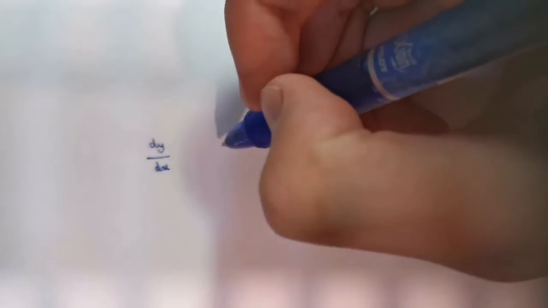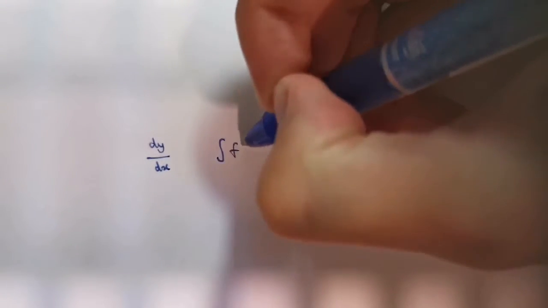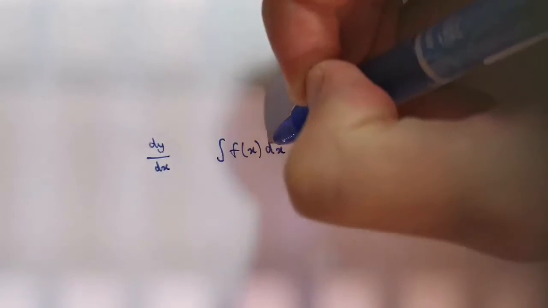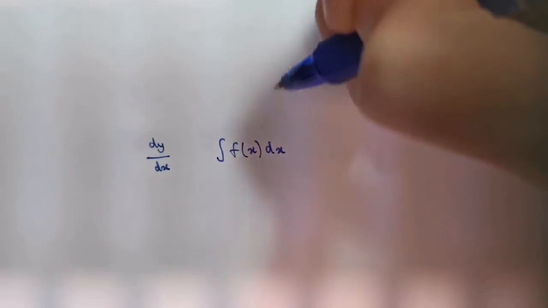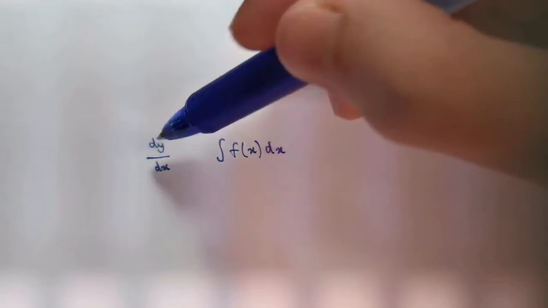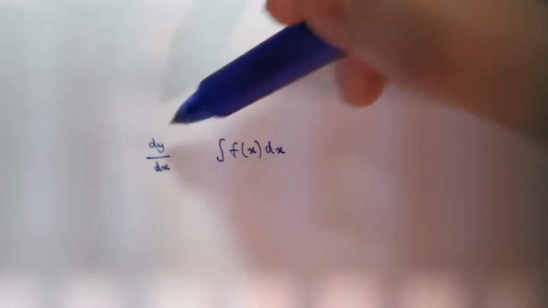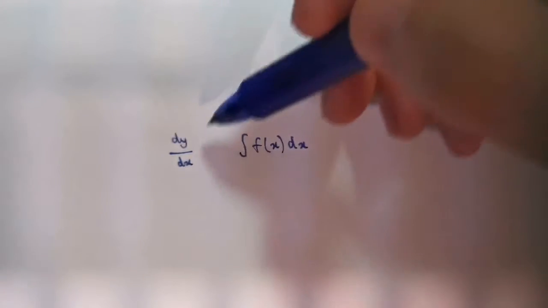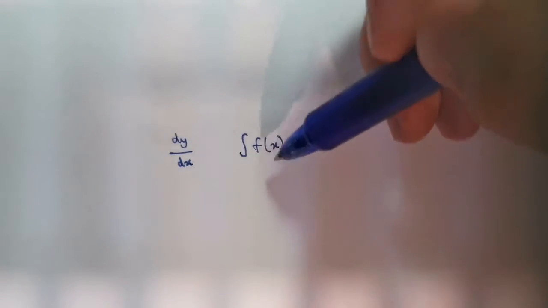Now I'll explain some of the terms behind differentiation and integration. Differentiation, as you all know, is dy over dx, which is to find the derivative of a graph. And integration is the integral of f(x) dx. But here I'll go a step further and explain what exactly these terms are. Why is differentiation dy over dx, and why is integration the integral of this thing?